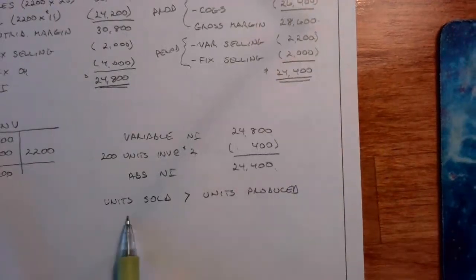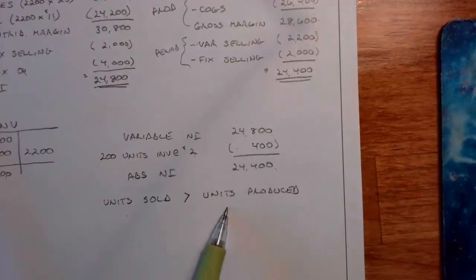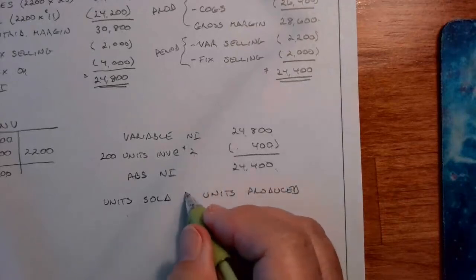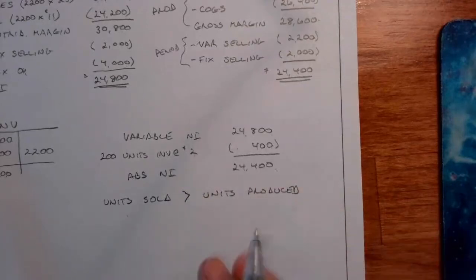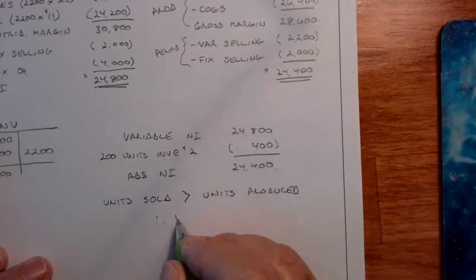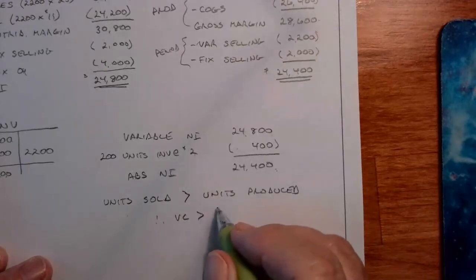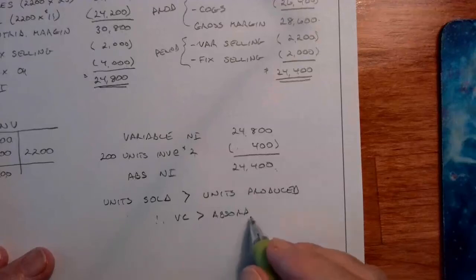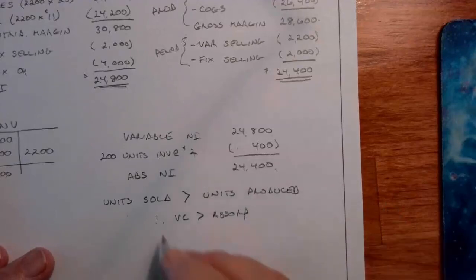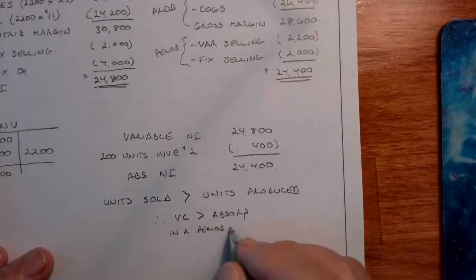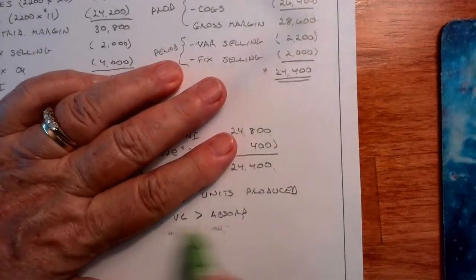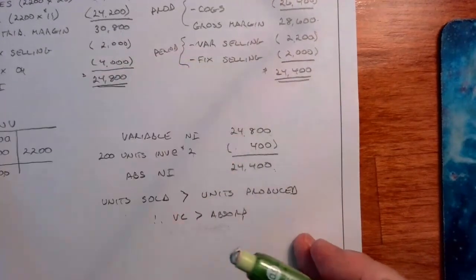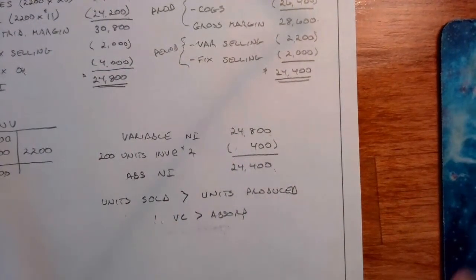And in this case, the units sold are greater than the units produced. Units sold are greater than units produced, so therefore variable costing income is greater than absorption costing income. And that's in a period of rising prices, okay? Actually the same, aren't they? Yeah, let's just leave it like this. I don't think it can go otherwise, but you know how this is. Okay, folks, that's it.